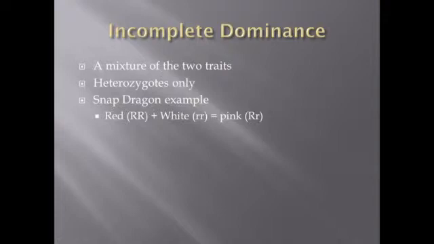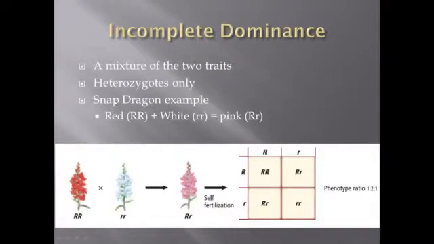Now, this only happens in heterozygotes, and the classic example is with the snapdragon. It's a type of flower, if you couldn't tell. If I take a red snapdragon and make it have a baby with a white snapdragon, then the heterozygotes right here end up being pink. So if I make my Punnett square for it, I end up getting 2 of my possibilities will be pink snapdragons. So sometimes the trait isn't totally 100% either this or that. It's a blending of the 2 traits.